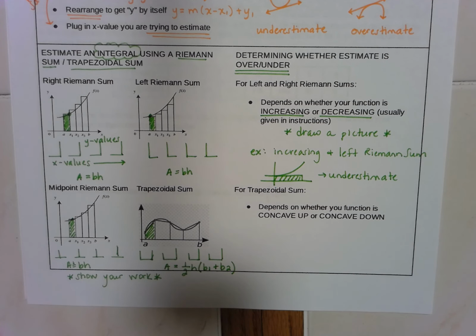Now, that's what you're going to do for a left or a right Riemann sum. They're never going to ask you if your midpoint Riemann estimate is an over or under estimate, because you can see that these rectangles are not always below or always above. There's a little bit above and a little bit below the curve, and so they're never going to ask you whether that's an over or under estimate.